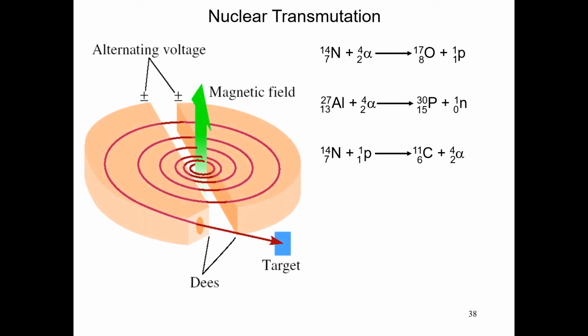Let me show. This is just a sketch again. What you have is a circular circuit, so to speak, or channel with an alternating voltage that creates a magnetic field. And so your bombarding particles, protons or alpha particles, are generated and accelerated in this process at a very high speed until they hit their target. This one in particular is a circular particle accelerator or a cyclotron. There are also linear accelerators.